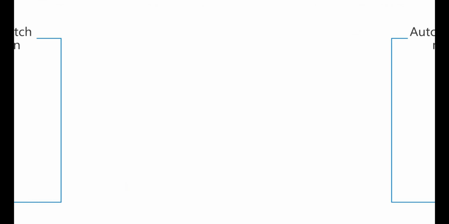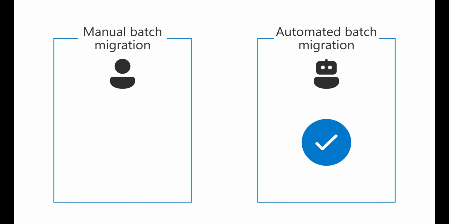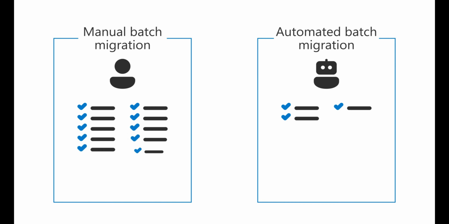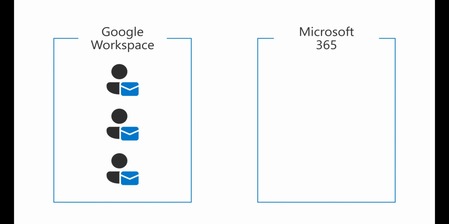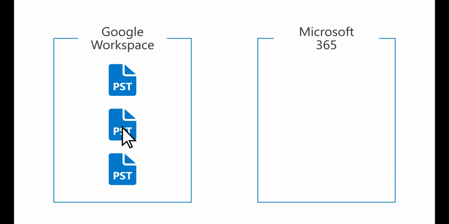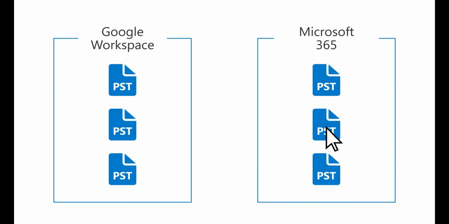While you can still manually do a batch migration, it's recommended that you do an automated batch migration, which does some of the required migration tasks in your Google Admin Console for you. If you are migrating a small number of users and plan to migrate everyone at once, migrating by exporting your emails using a PST file is also an option.